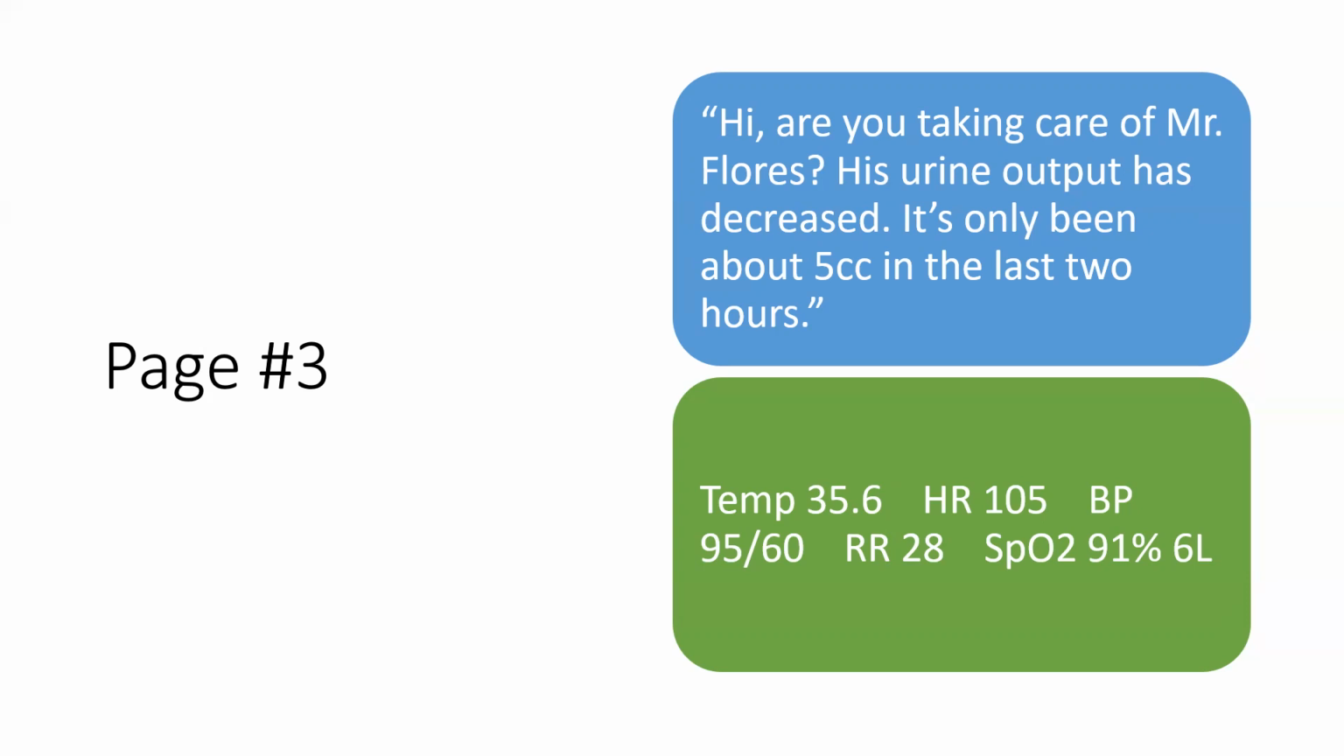You ask for his vitals. His nurse tells you his temperature is 35.6. His heart rate is 105. Blood pressure is 95/60. Respiratory rate is 28. And his O2 sat is 91% on 6 liters. Is he in shock? How do you know?